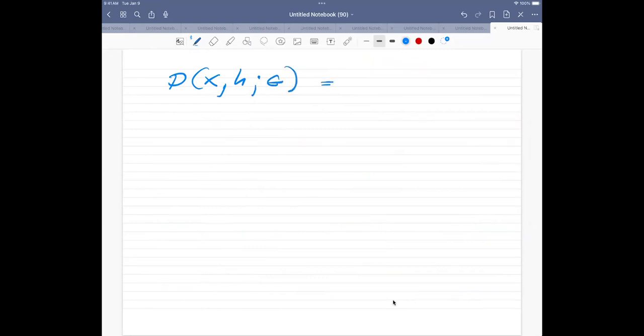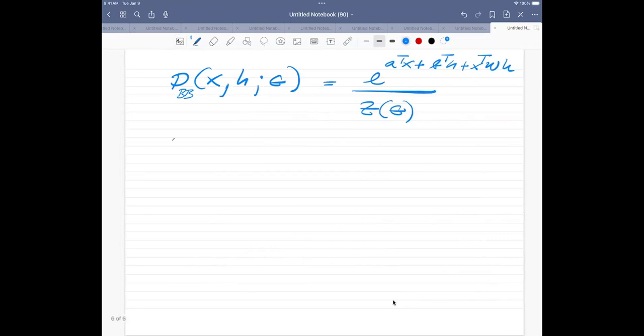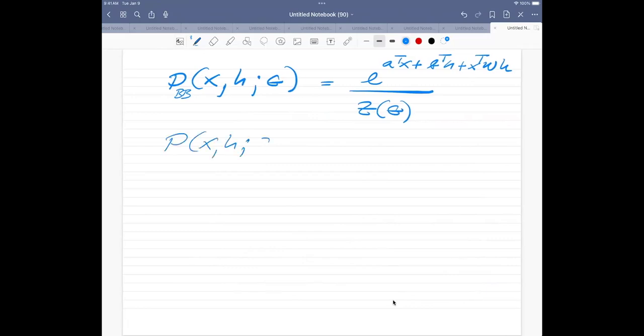And this is now given by this function, which for this binary case, so I'm going to put a BB, binary, which is this simple example, is going to be given by A of T of X plus B of T of H plus X times W times H, and this is divided by Z of theta. In general, the general probability distribution is H of theta. And I'm trying to make this boldface to indicate that these are configurations. This is simply going to be given by X of H and then theta divided by Z of theta.